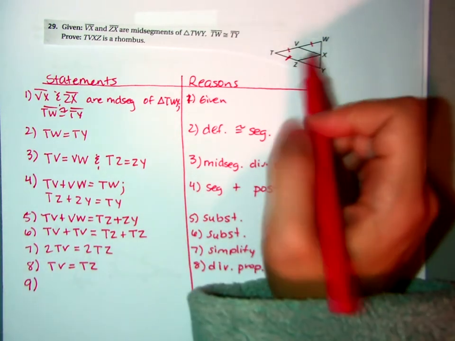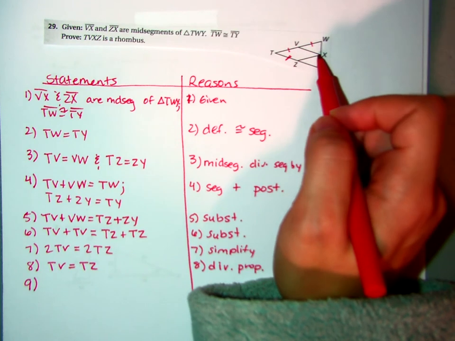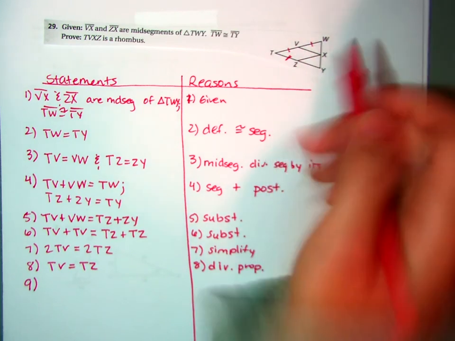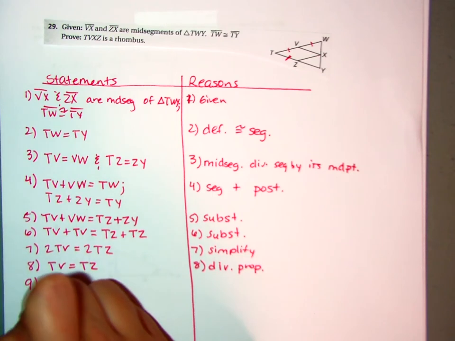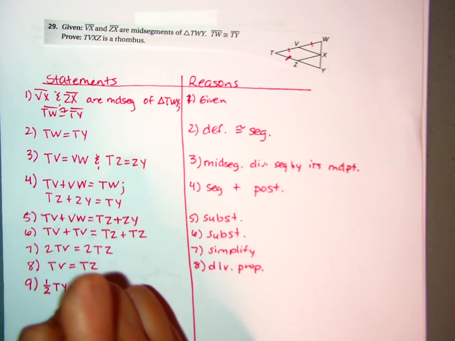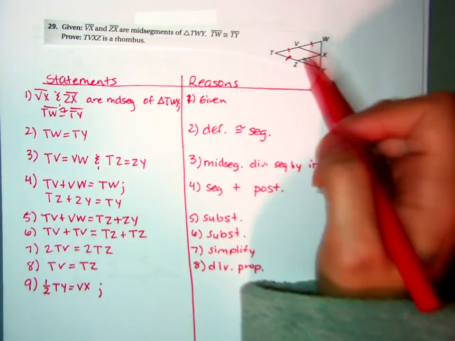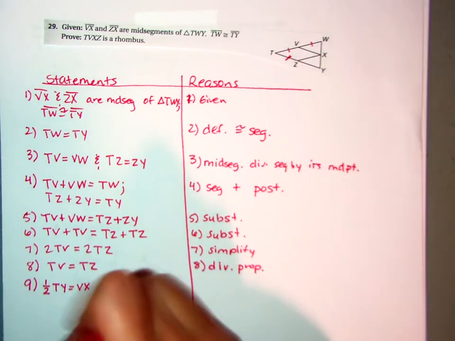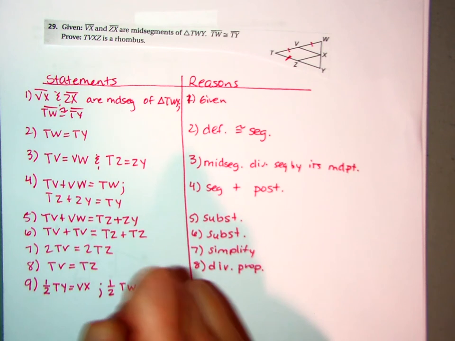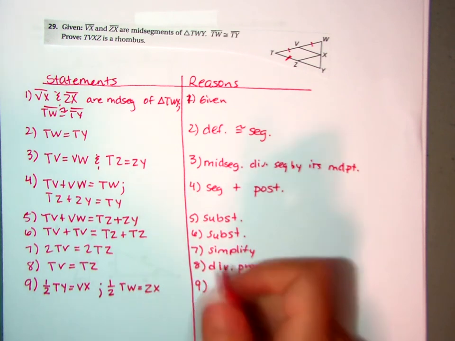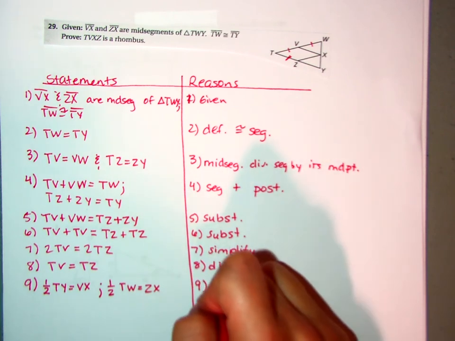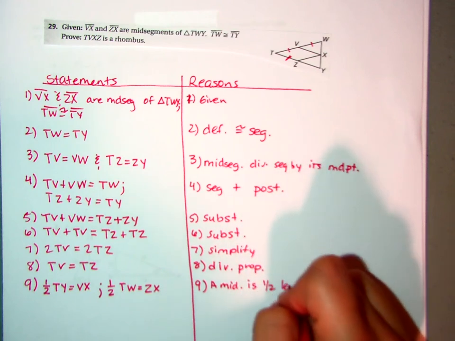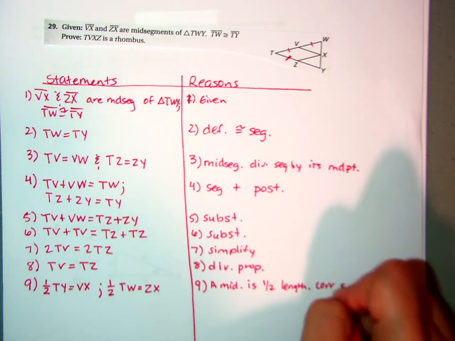One of the things that we know about a mid-segment is that this mid-segment is going to be half of the length of the larger side. So let's go ahead and work with that. 1/2 of TY is going to equal that VX. And in the same accord, let's look at this one here. ZX, 1/2 of TW is going to give me ZX. And the reason is that a mid-segment is half the length of its corresponding side.